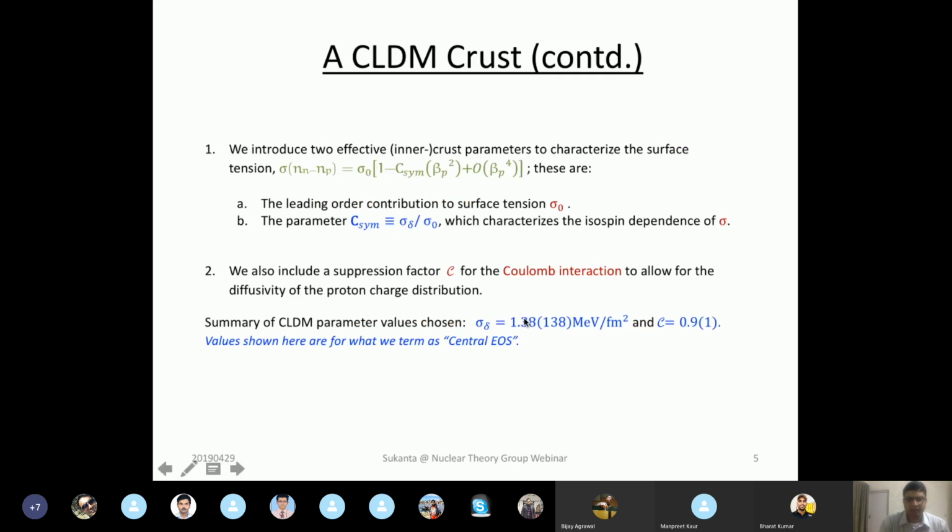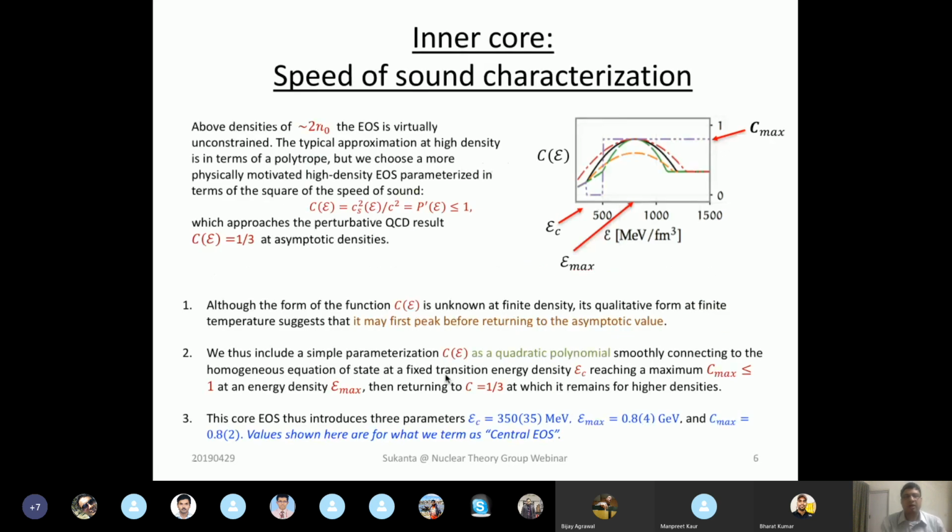Yeah, so by the way, again, these central values shown are for what we term the central equation of state. We will look at deviations from this equation of state as well. Now, I'm going to jump to the inner core before I come back to the important discussion of the outer core. So for the inner core, we do a speed of sound characterization as follows.